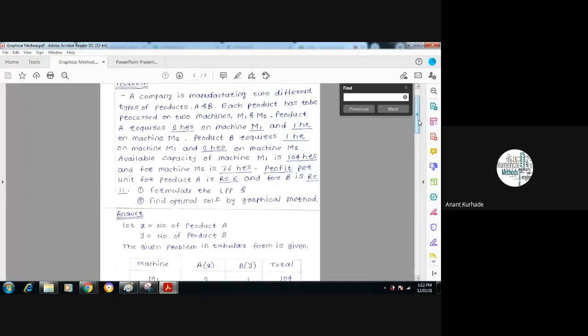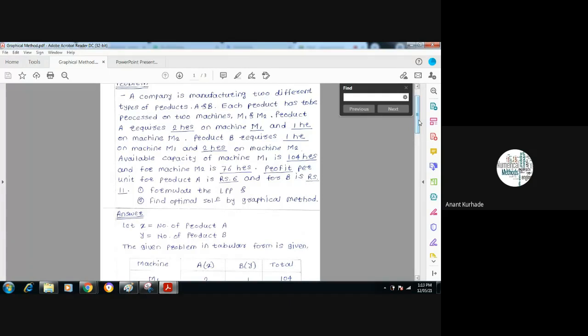So do you understand this problem? Can you understand? Have any idea about this? Why are we maximizing? This problem is related to maximization of profit. So it is given profit, so always try to think about how to maximize the profit. Profit per unit for product A is 6 and for product B is 11.